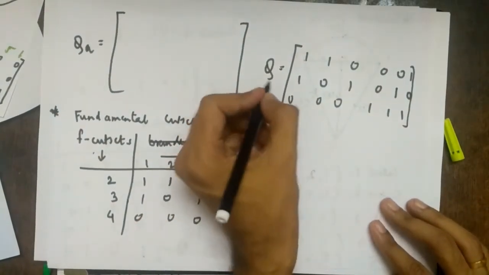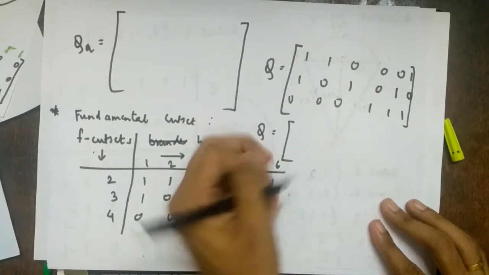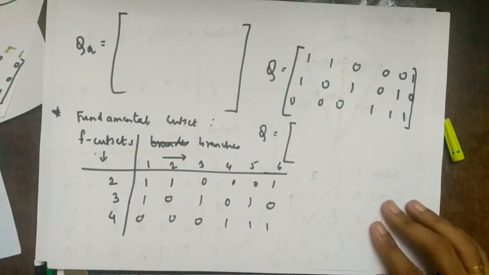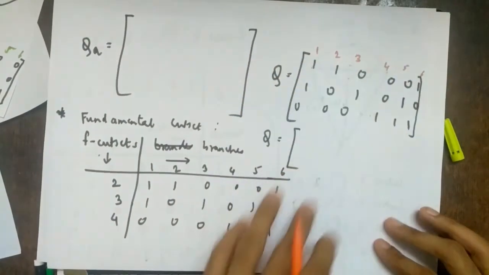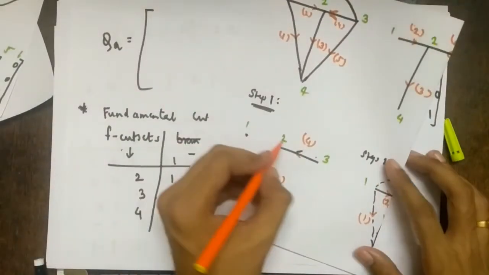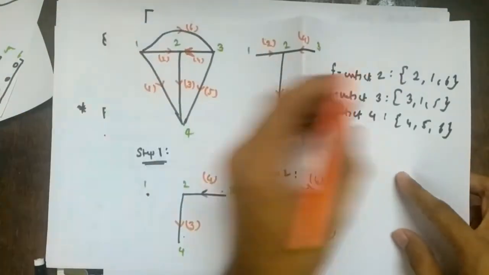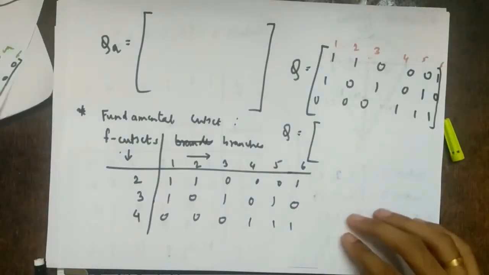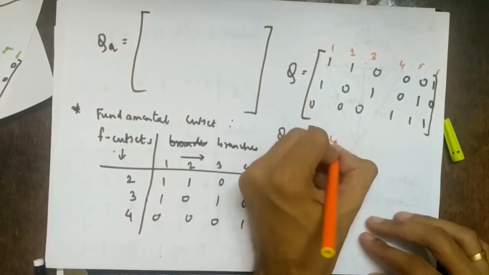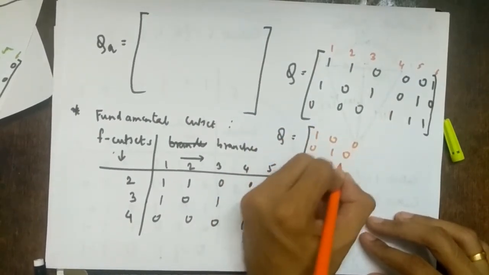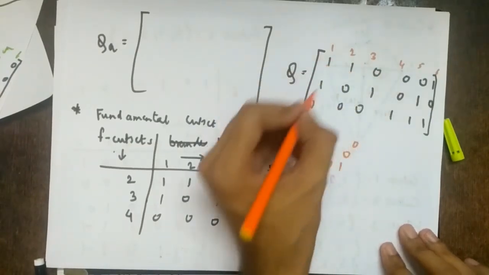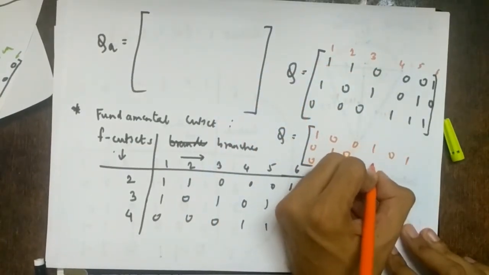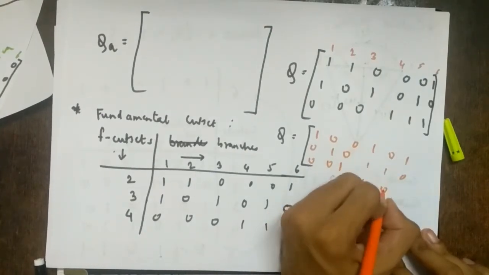But again, we write it in the form of twigs and links. So Q equals, this is my branches 1 2 3 4 5 6. What are my twigs? Twigs are 2, 3 and 4, as this was my tree. So I'll first write that matrix: 1 0 0, 0 1 0, 0 0 1. What you observe is that first we are getting the unit matrix, as opposed to the tie set matrix. Then 1 5 6.